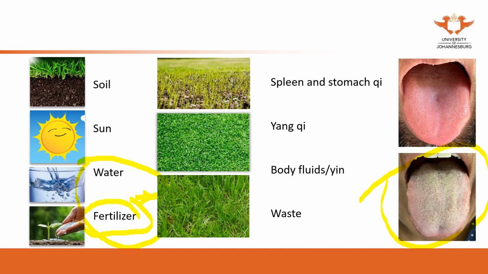Where does the fertilizer come from? The waste. So this patient may have excess dampness or excess phlegm in the body. So that's the waste used as fertilizer. Does the sun grow well? Because in summer, the grass also grows easier. If you don't cut the grass, it will become overgrown. Does this patient have too much yang qi or too much heat in the body? The answer is no. The patient didn't have enough yang qi.